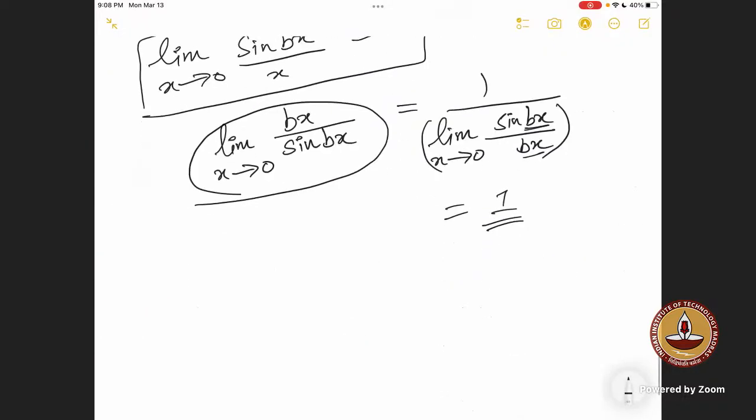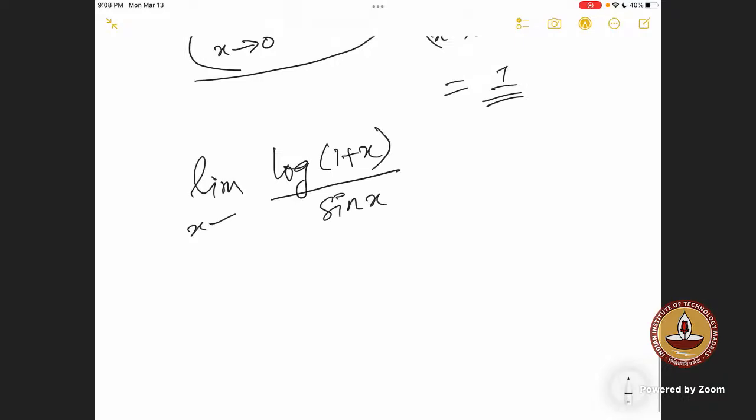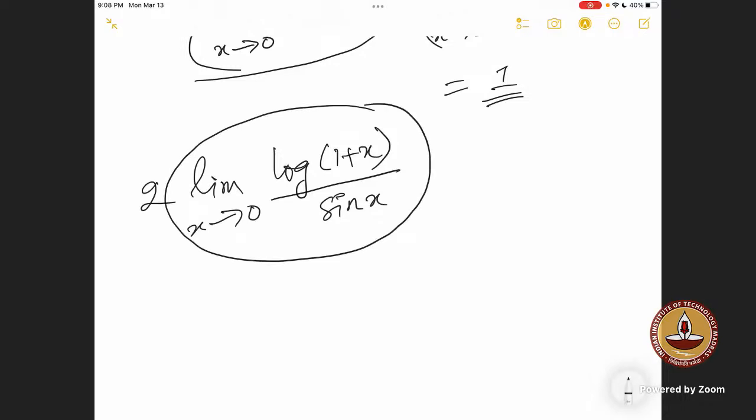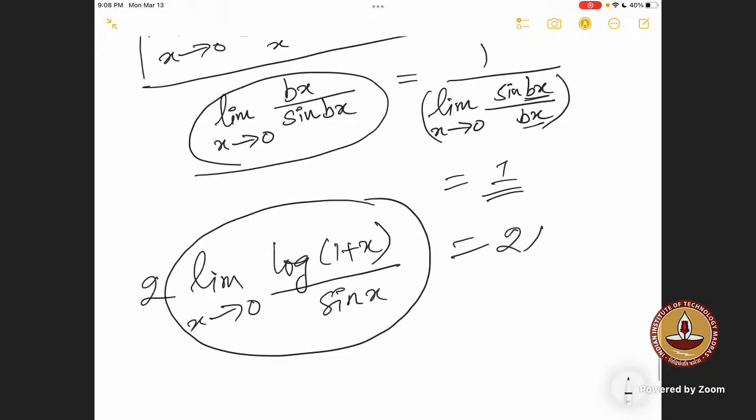One minute. Option 1 is like this, right? Limit x tends to 0, there is a 2 over here. This limit will be 1. You can divide the numerator and denominator by x and shift the limit, the way we did in this problem. So this will be 2 into 1. This will be 2.